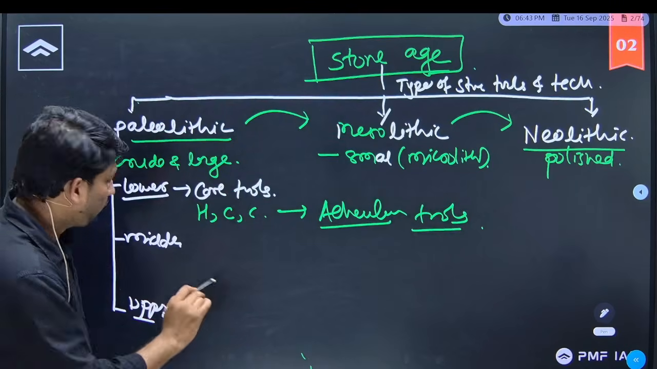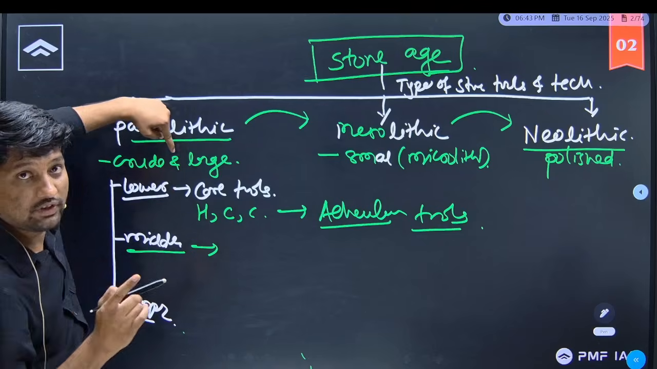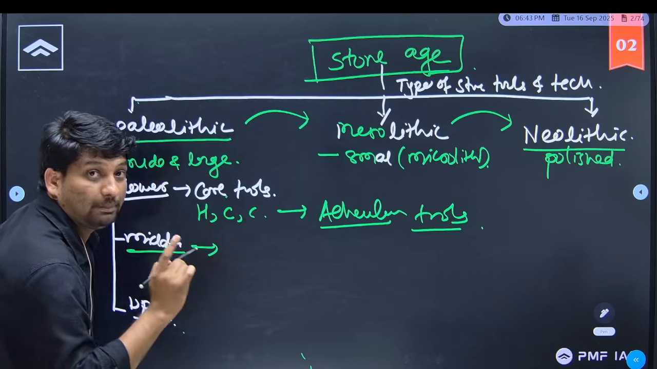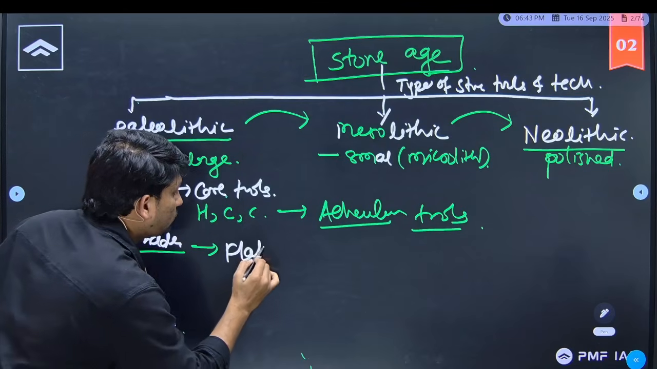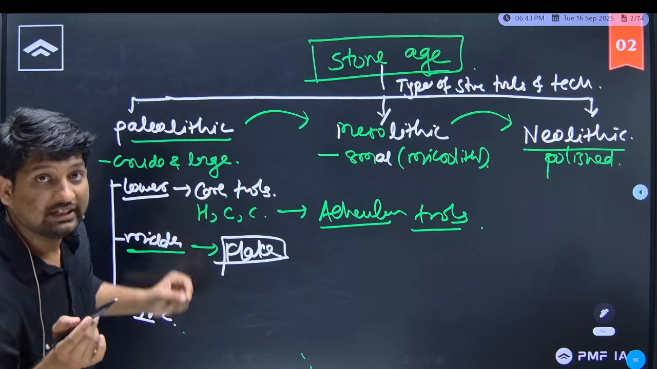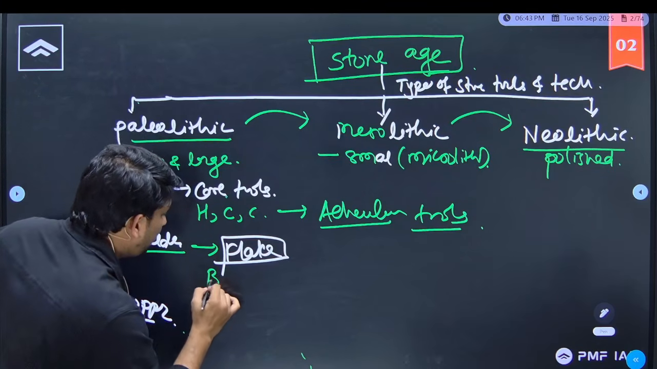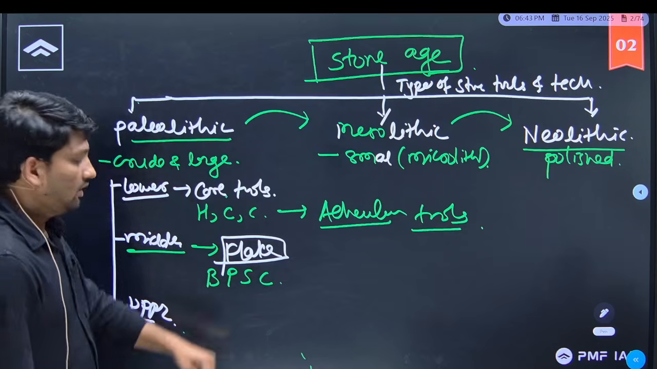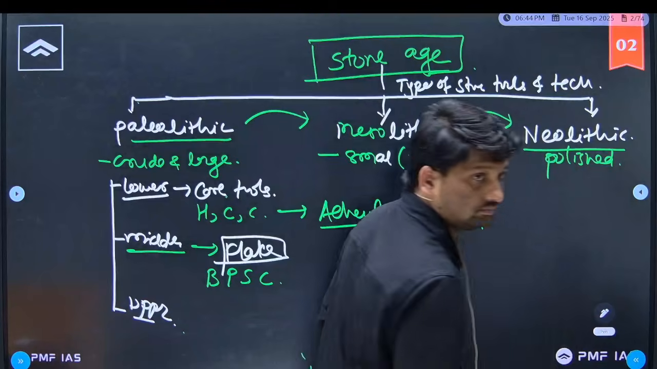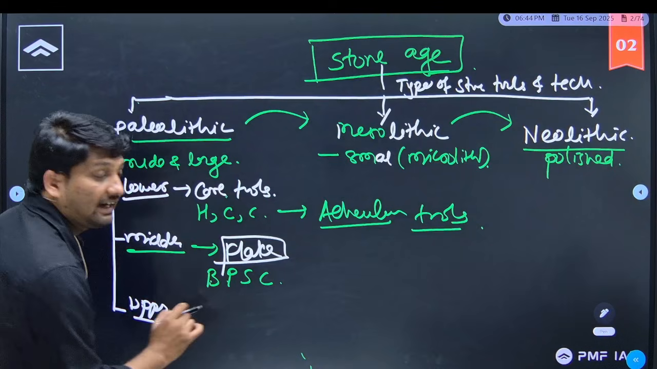Then we have discussed the middle Paleolithic. The middle Paleolithic tools, though crude and large as compared to lower Paleolithic tools, were flake and small size stone tools. So these were flake tools, smaller in size than the lower Paleolithic ones. We have discussed blades, points and then scrapers.